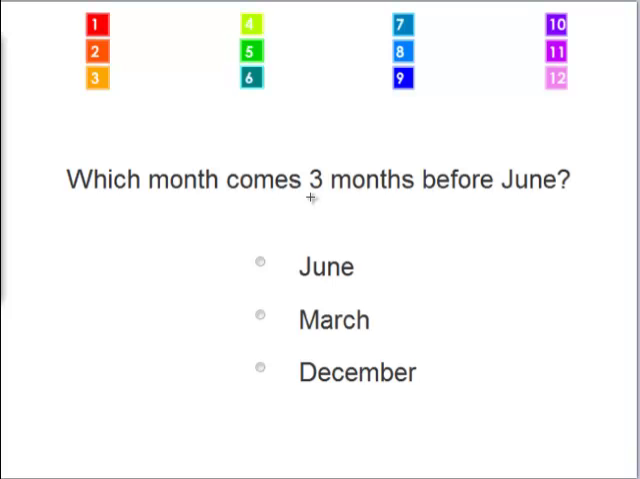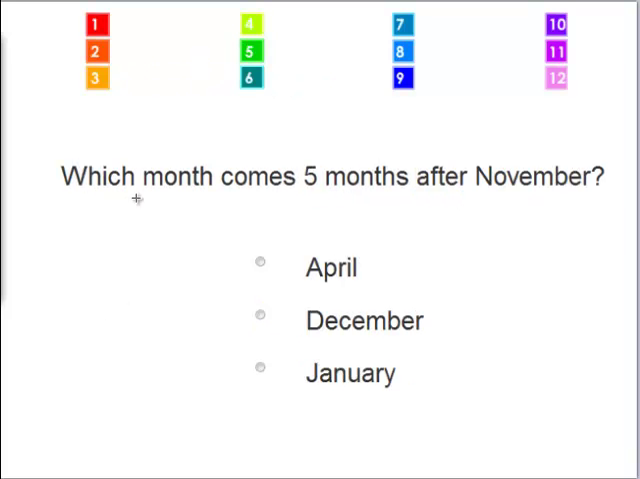Which month comes 3 months before June? Now we need to find June on these numbers. First, it's January, February, March, April, May, June. June is the 6th month. And let's go back 3. 1, 2, 3. And the 3rd month, we know, is March. March comes 3 months before June.